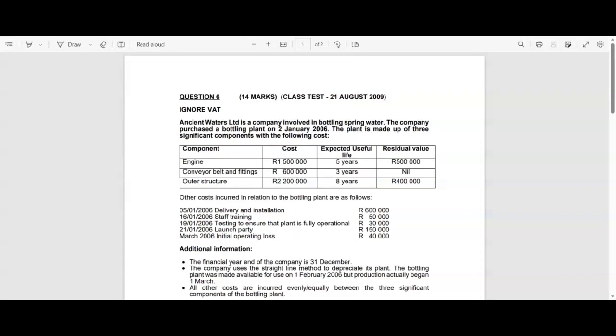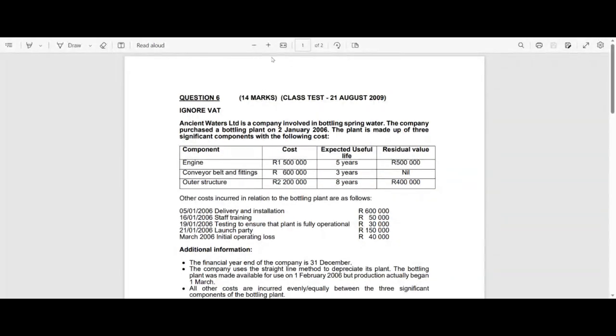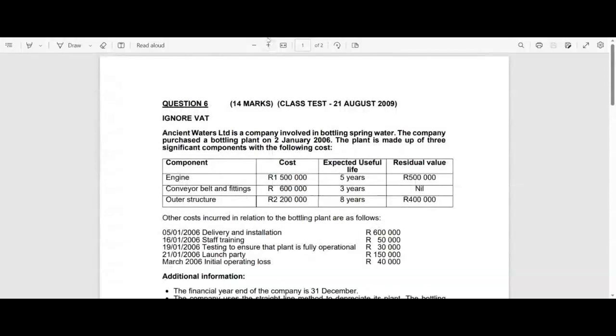So question 6 from your question bank, the one that has the company title Ancient Waters. So perhaps you can open that up. Maybe I can make this even a little bigger. That seems to be nice and big now. Okay, so let us work our way through this question, ladies and gentlemen, because this also has to do with the allocation of directly attributable cost over the purchase price of significant parts. It also provides us with depreciation calculations and an impairment test. So it is not a long question, but it's quite a comprehensive question.